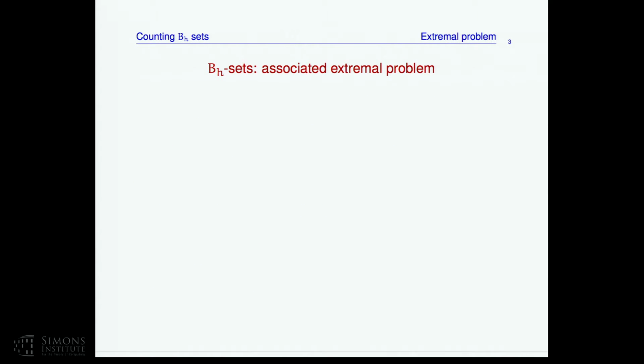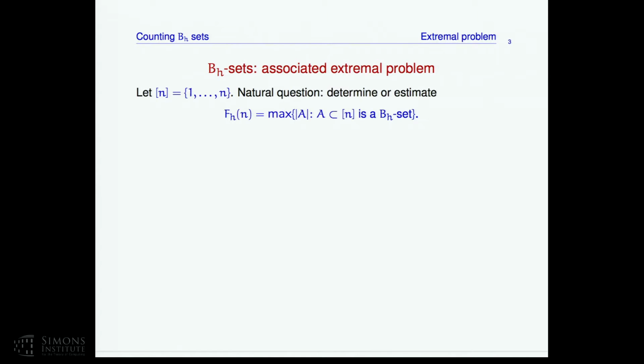But let me start first with an associated extremal problem. That is the following. Again, [n], so numbers 1 to n. Let's first ask how big a BH set can be if you take it from [n]. The function f_H(n) is a naturally associated extremal combinatorial function: the maximum size of a BH set contained in [n]. So that's f_H(n), the max of the size of A contained in [n], with A a BH set.